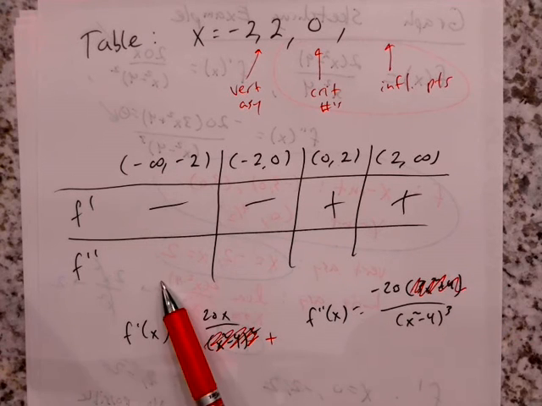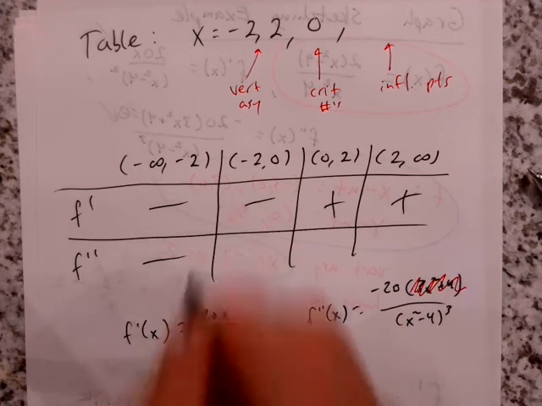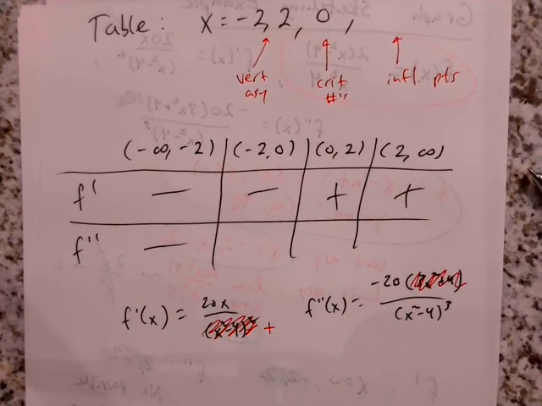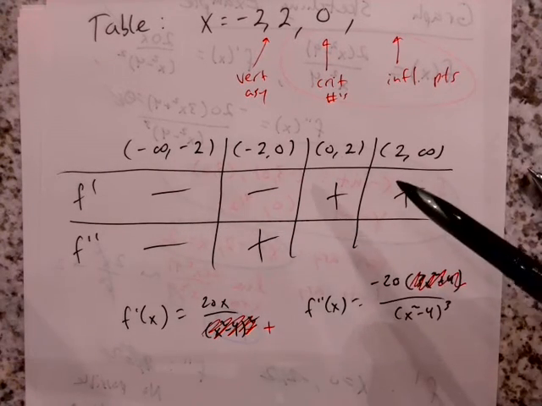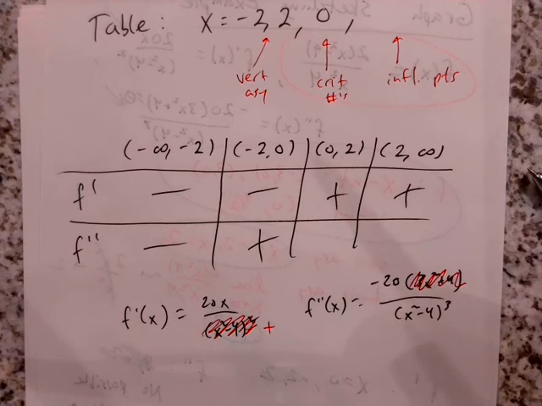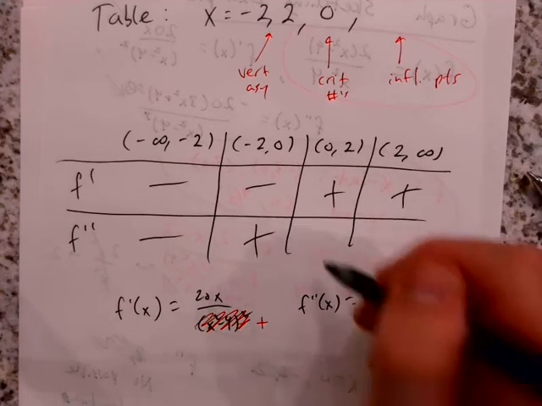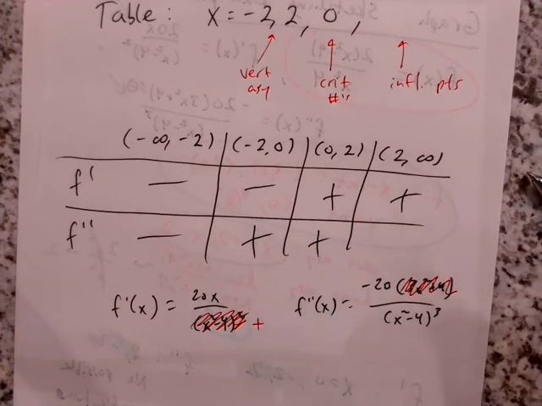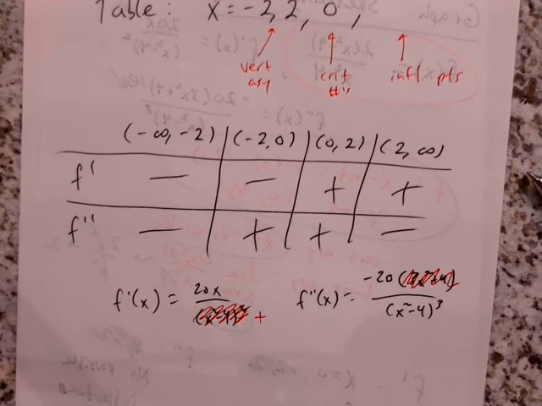For -3, that's positive. So you'd have negative over positive giving you negative. For -1, it would be negative over negative. For 1, it's positive over a negative. Oh, sorry, it would be a negative over a negative, so positive. And then for 3, it would be a negative over a positive, negative. So again, plug all those test values in, see what sign you get.